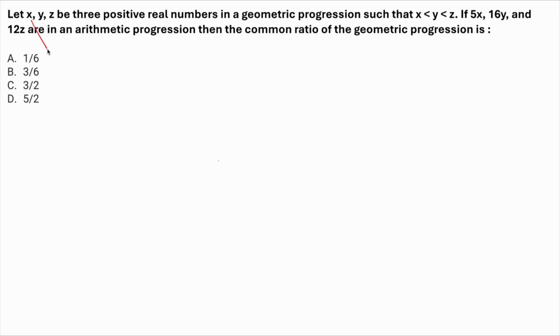The three numbers x, y and z are three positive real numbers that form a geometric progression, right? So let us suppose that the numbers are a, ar and ar square, a being the first term and r being the common ratio of the GP. So first term is a, second term is a multiplied by r, and ar into r will give you ar square, right? These are the three terms x, y, z forming a geometric progression. Now given that 5x, 16y and 12z are in an arithmetic progression, 5x will be 5a, 16y will be 16ar, and 12z will be 12ar square.